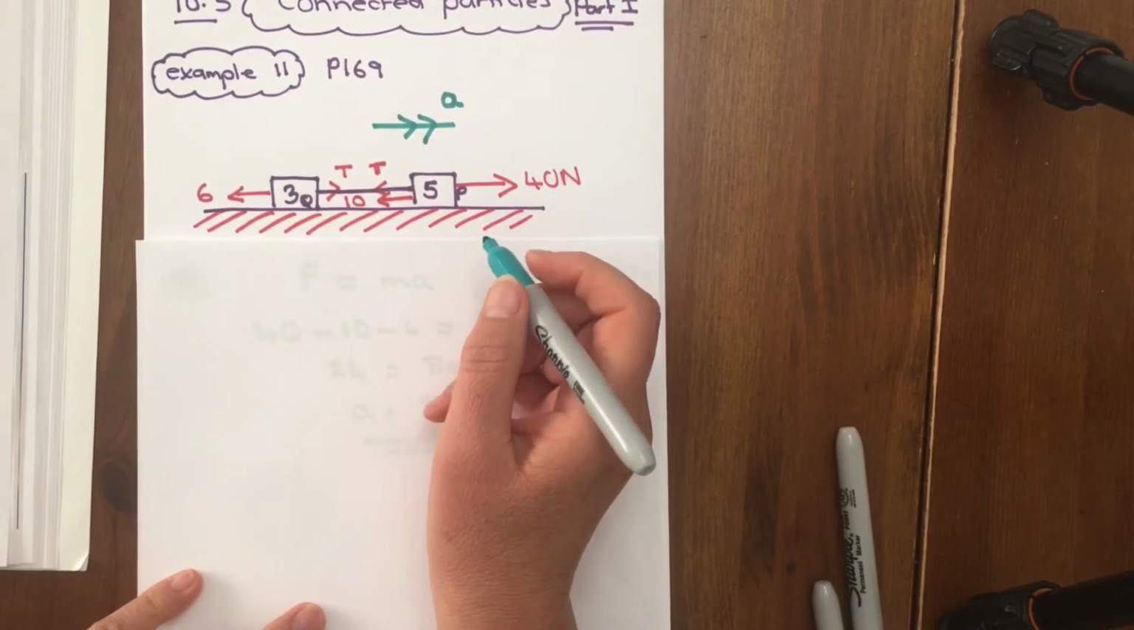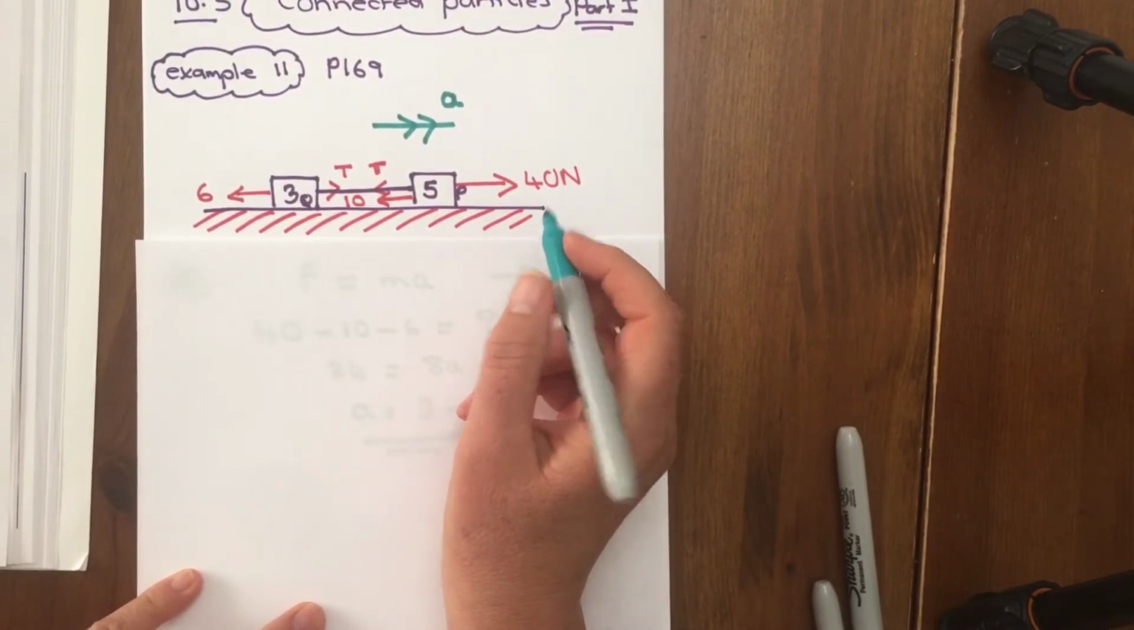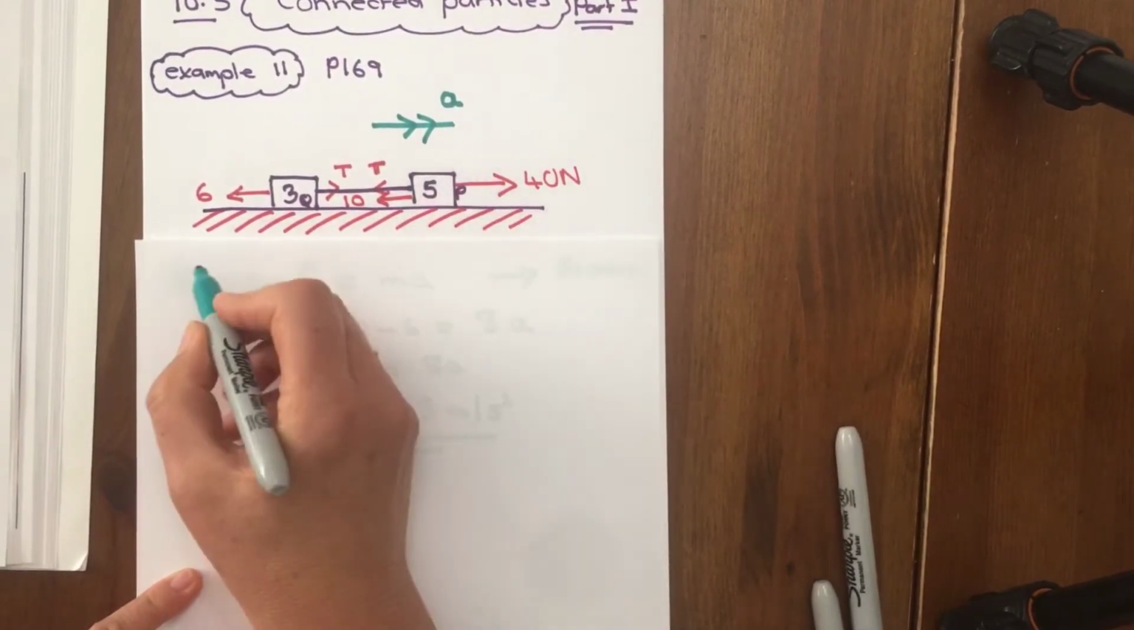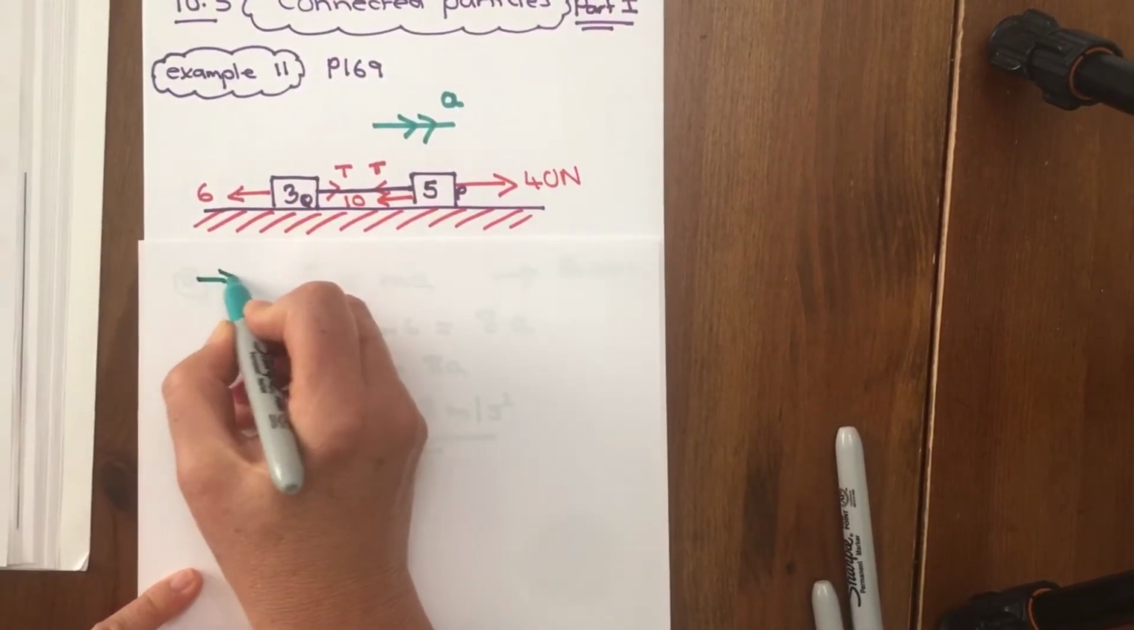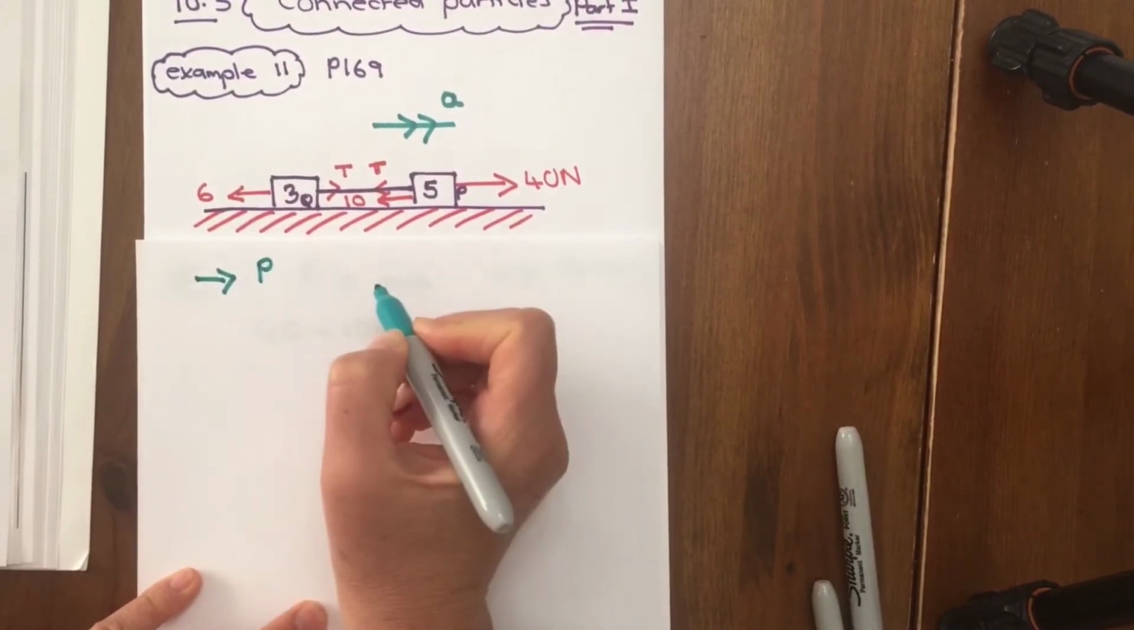So if I was to look at, for example, particle P, I'm going to resolve horizontally at particle P.